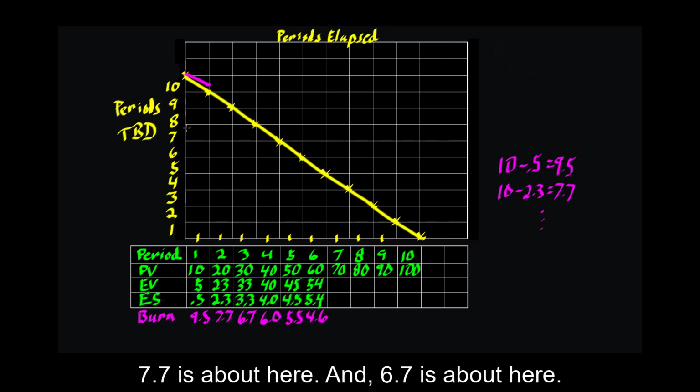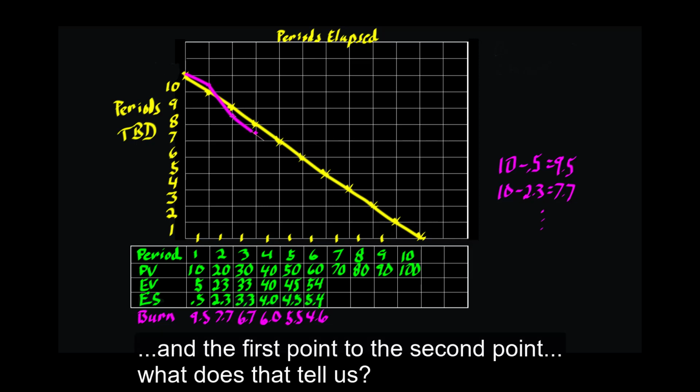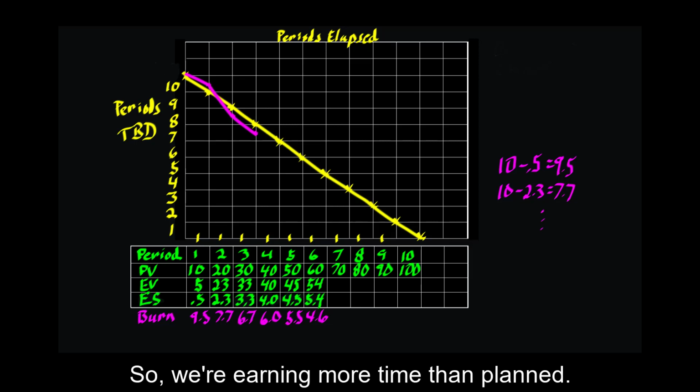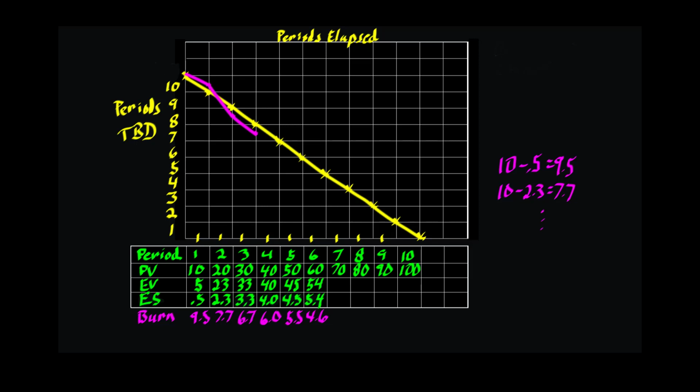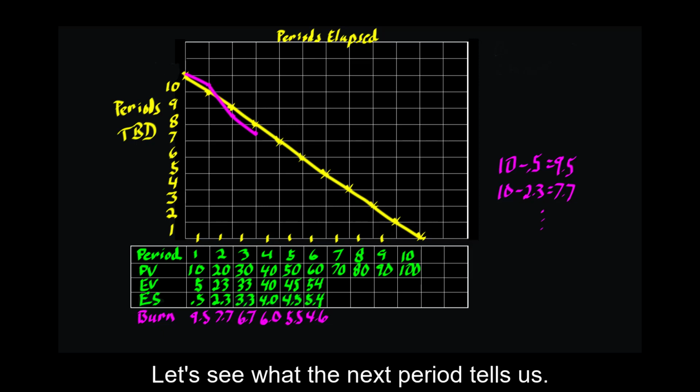So we plot 7.7. 7.7 is about here, and 6.7 is about here. And again, connecting the dots. Let's see what that gives us. First point onto the second point. What does that tell us? The earned schedule line is below the planned line, so we're earning more time than planned. In short, the project is ahead of schedule. Maybe everything's going to turn out to be okay. Let's see what the next period tells us.